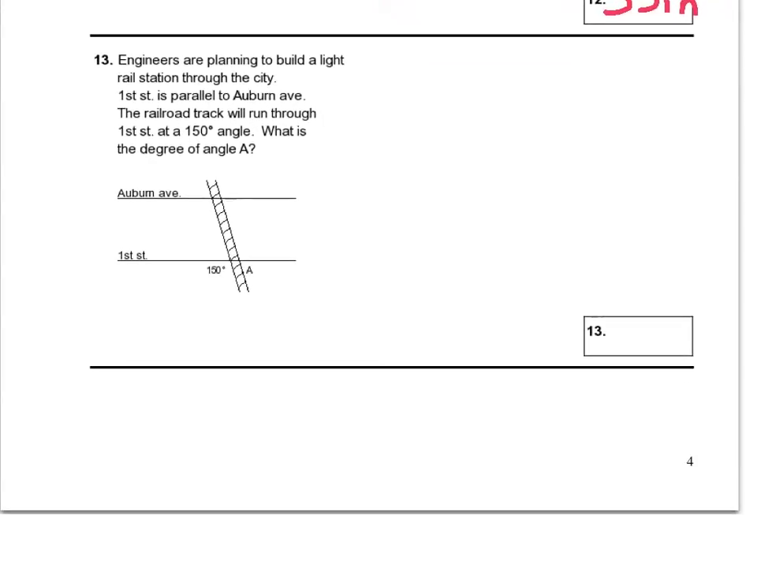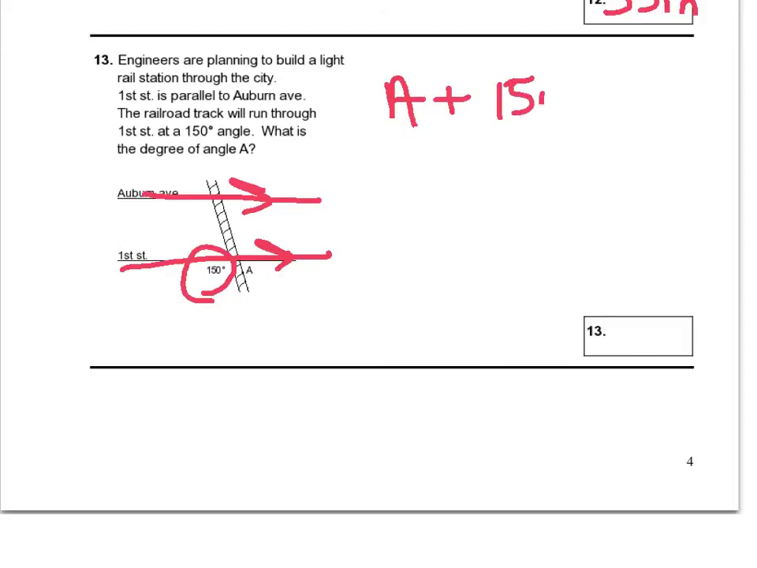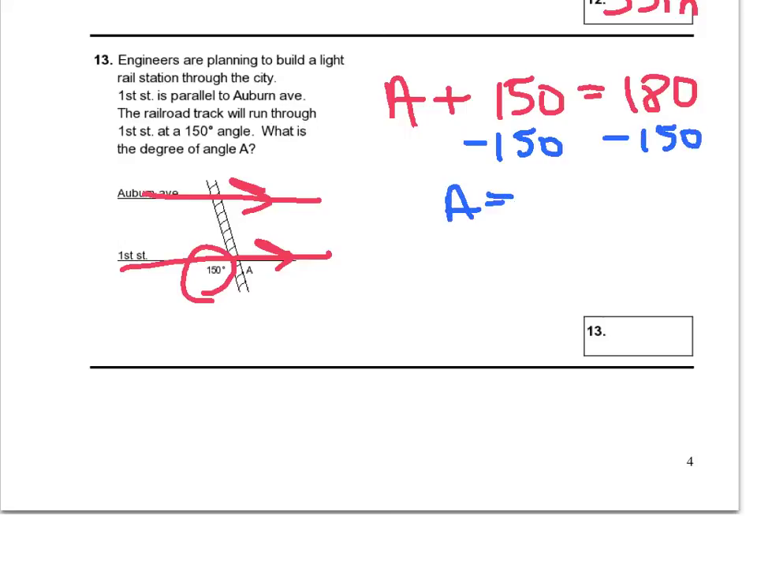Number 13. A little bit of a story problem here, but it's pretty simple. They're telling you that this angle here is 150. You've got streets that are parallel with each other. And so that means that forms a straight line. So A plus 150 have to add up to equal 180. Solve this just like an algebra problem. A ends up being 30 degrees.